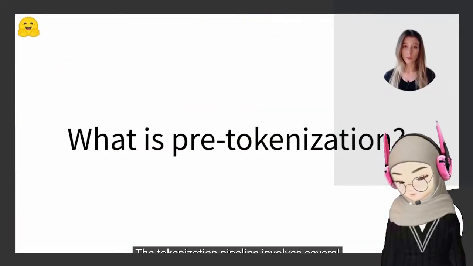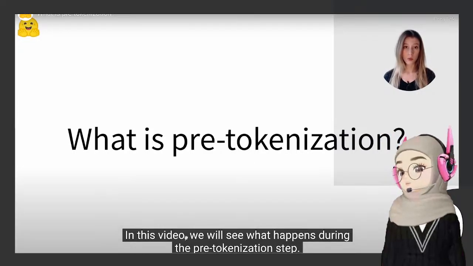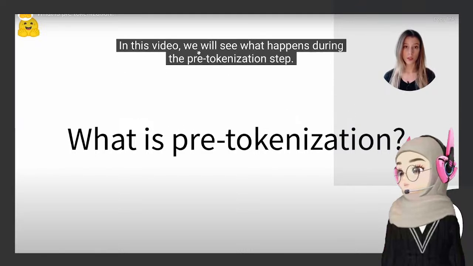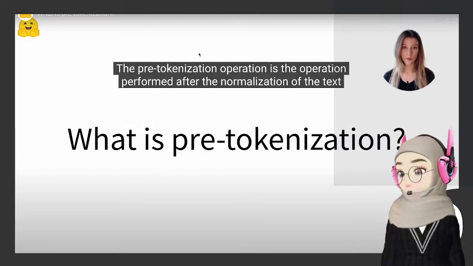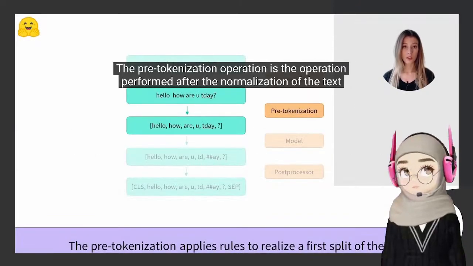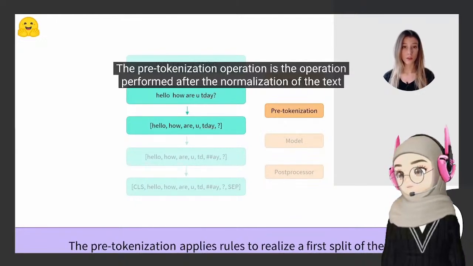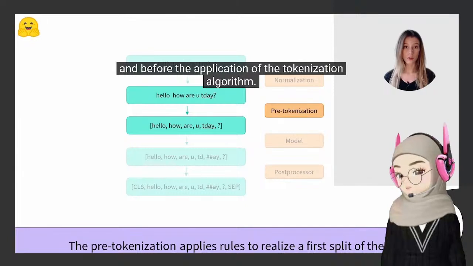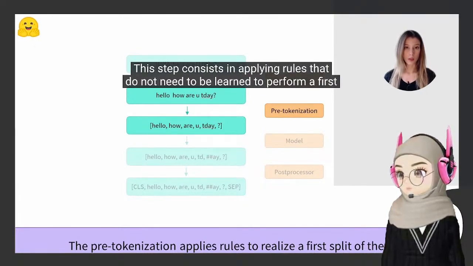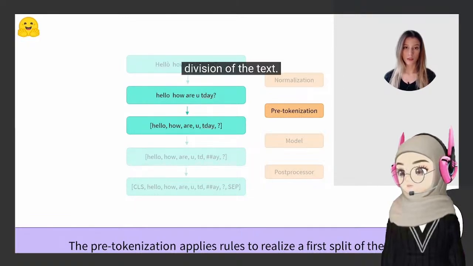The tokenization pipelines involve several steps that convert raw text into numbers. In this video, we will see what happens during the pre-tokenization step. The pre-tokenization operation is the operation performed after the normalization of the text and before the application of the tokenization algorithm. This step consists in applying rules that do not need to be learned to perform a first division of the text.